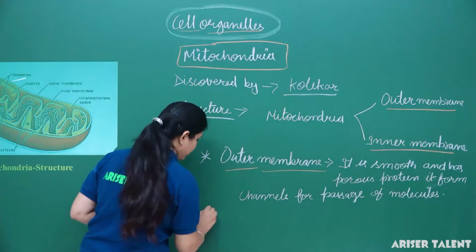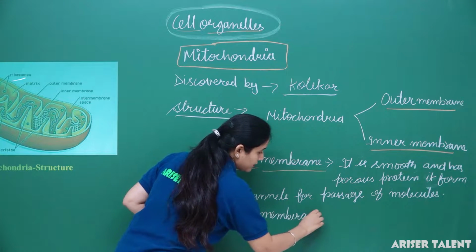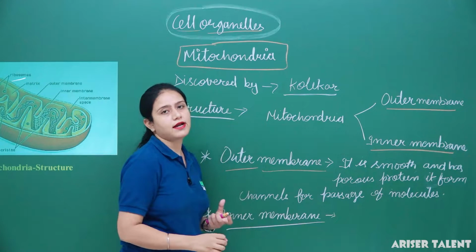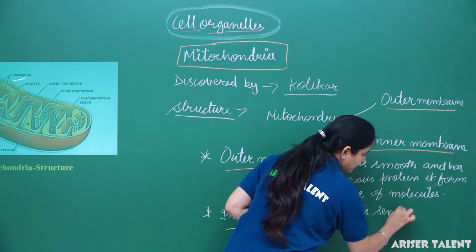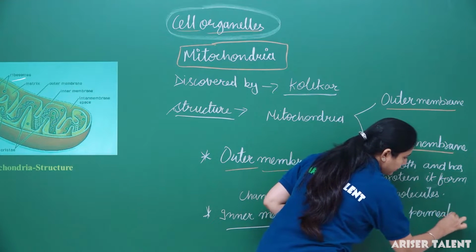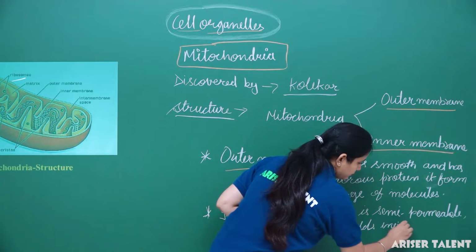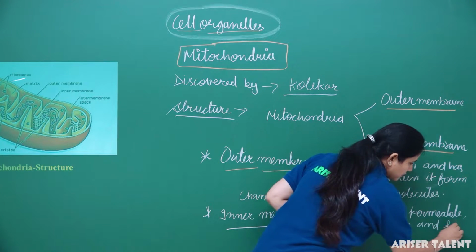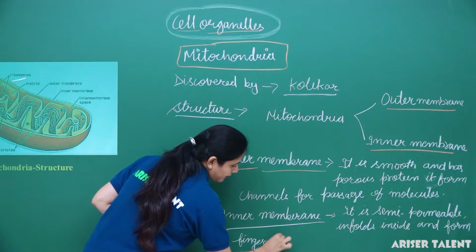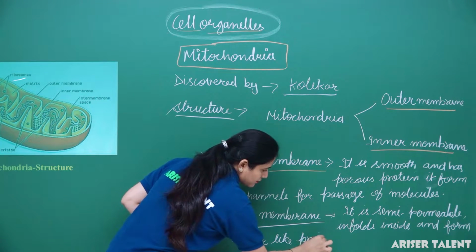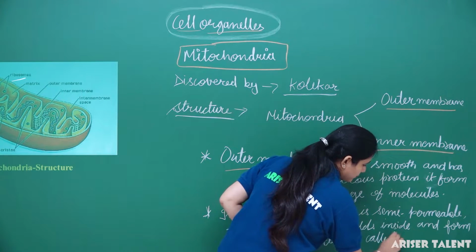Next is the inner membrane. Generally the inner membrane is semi-permeable, which means it allows only selected particles to pass through it. It enfolds inside and forms finger-like projections called cristae.